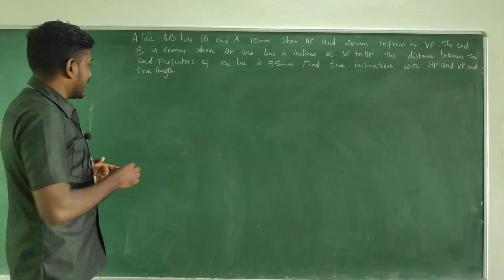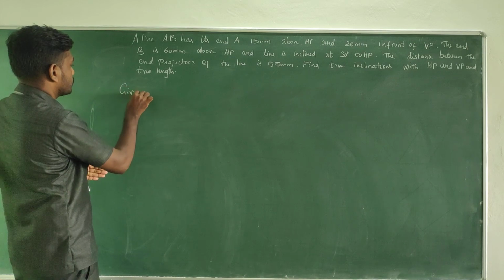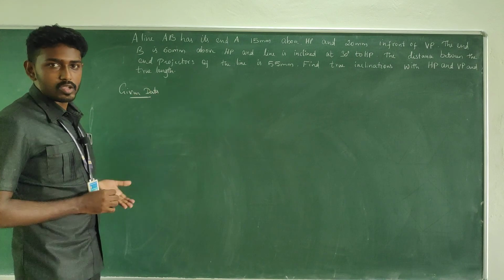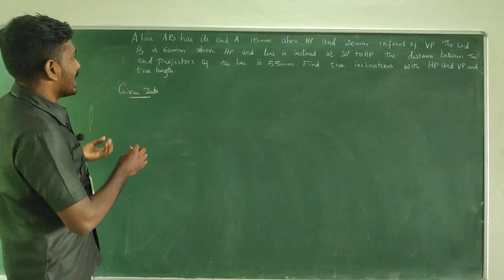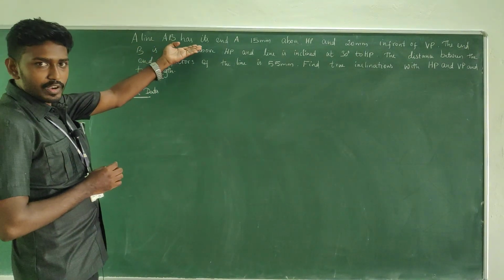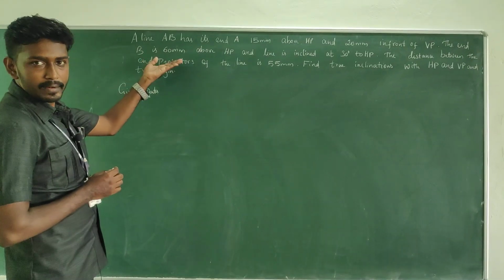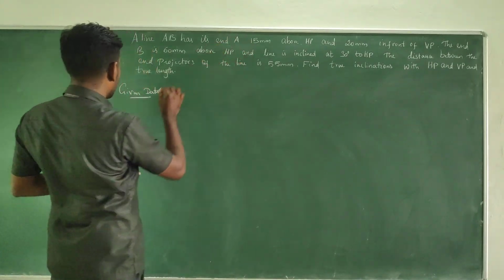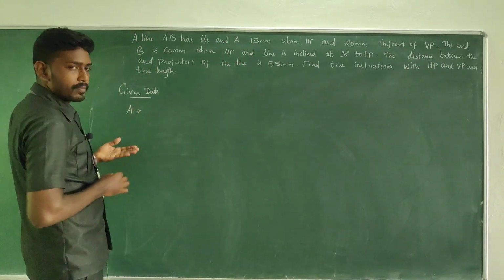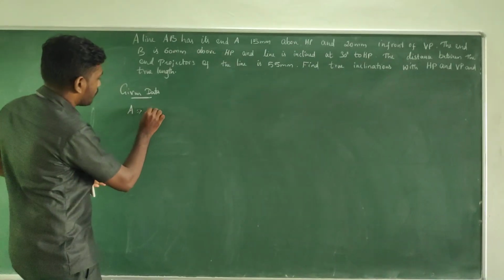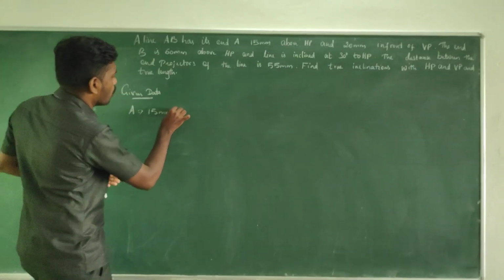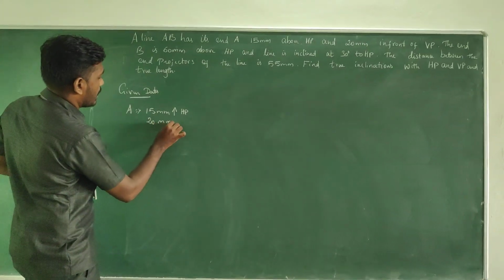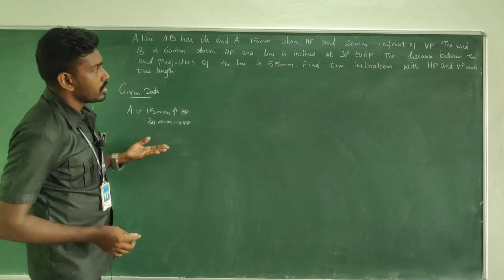Okay, so take all the given data. Try to take the maximum data from the question. Line AB is given, but the measurement is not available in the question. One end is specified: A, which is 15 mm above HP and 20 mm in front of VP.